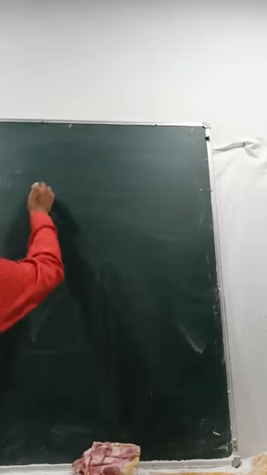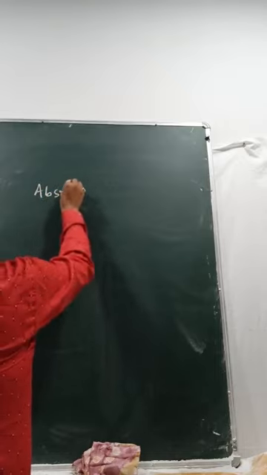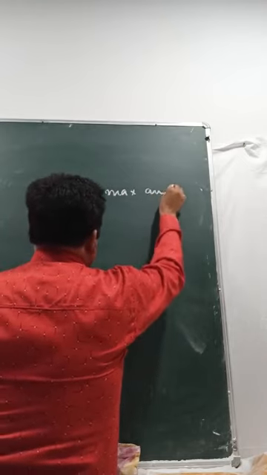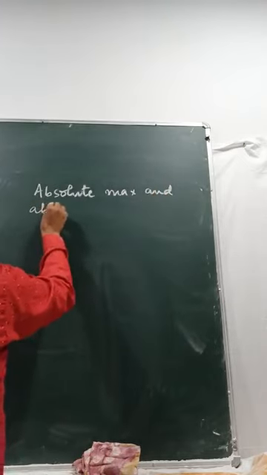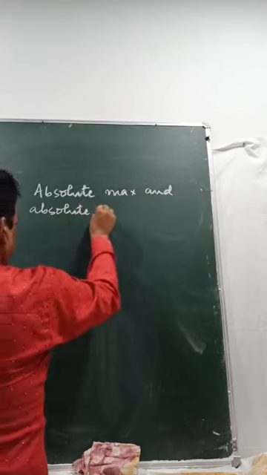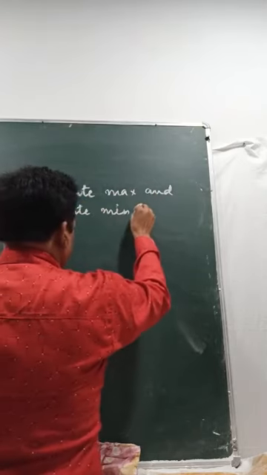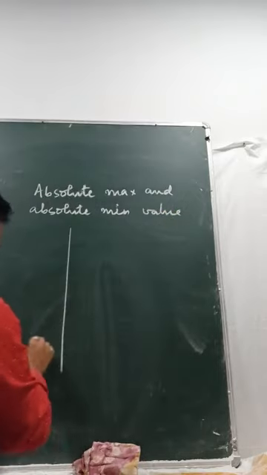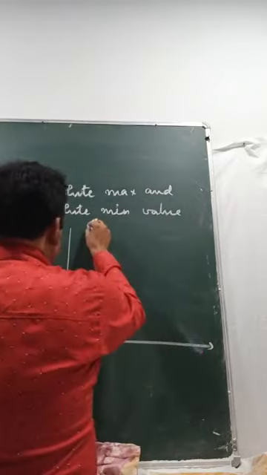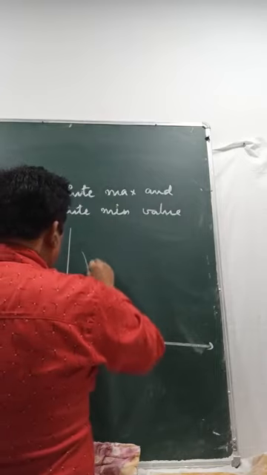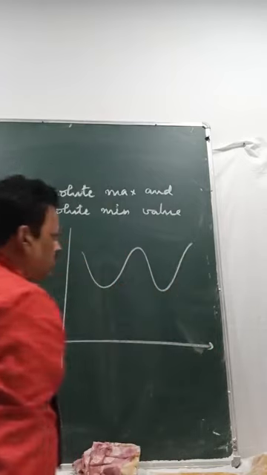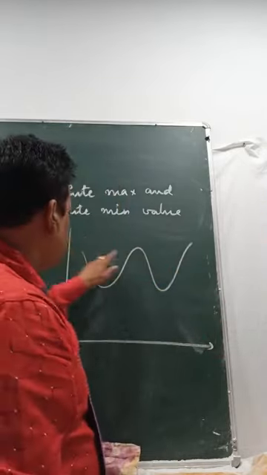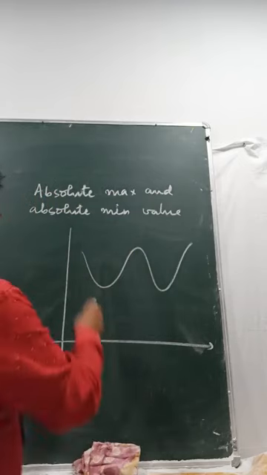Look at here. Absolute maximum and absolute minimum value. To understand this, let's see a graph. Suppose f(x) is defined in a closed interval. See, for local maximum, local minimum, you are taking the open intervals. Here you will take a closed interval.